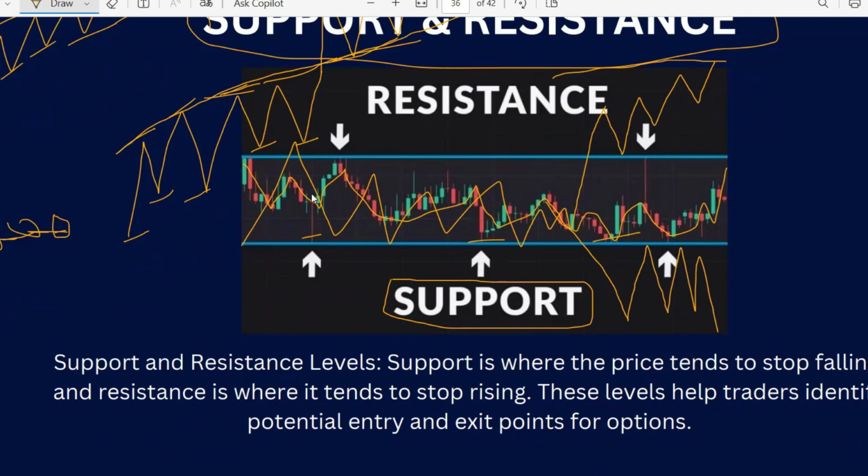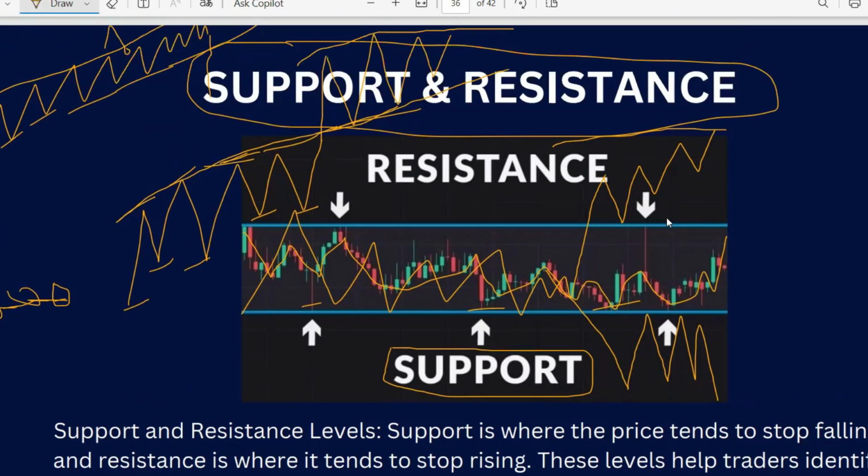Nobody taught me all these things. I took many months sitting down, watching YouTube videos, doing research to learn all these things. And as a beginner, you need to know what a support is. You need to know what a resistance is.